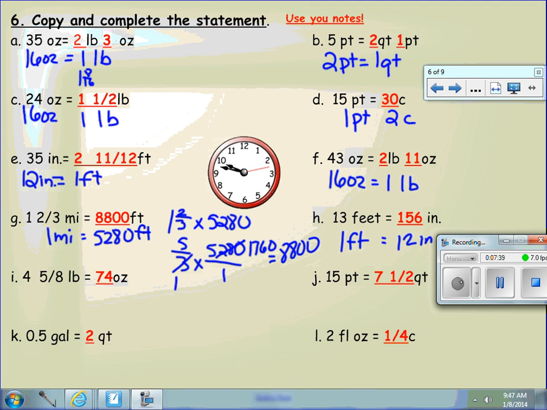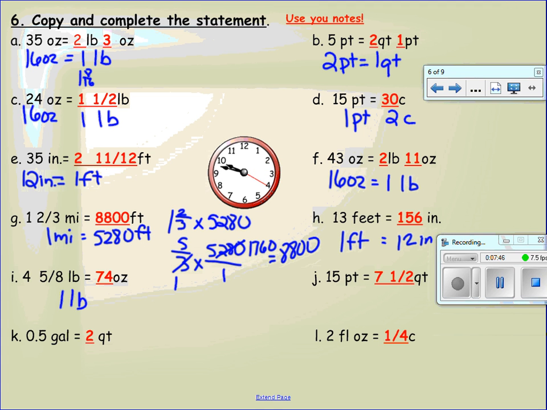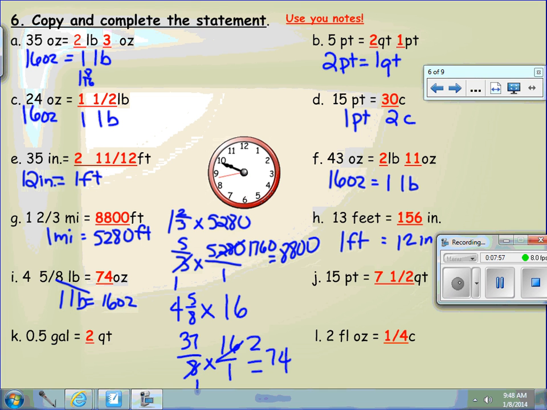In I, we have 4 5/8 pounds is equal to how many ounces? We know that in 1 pound, there are 16 ounces. So notice our numbers again are going to be diagonal. We're going to take 4 5/8 pounds and multiply it times 16. We change 4 5/8 to an improper fraction, which makes it 37/8 times 16. We simplified before we multiplied, and our final answer is 74 ounces.